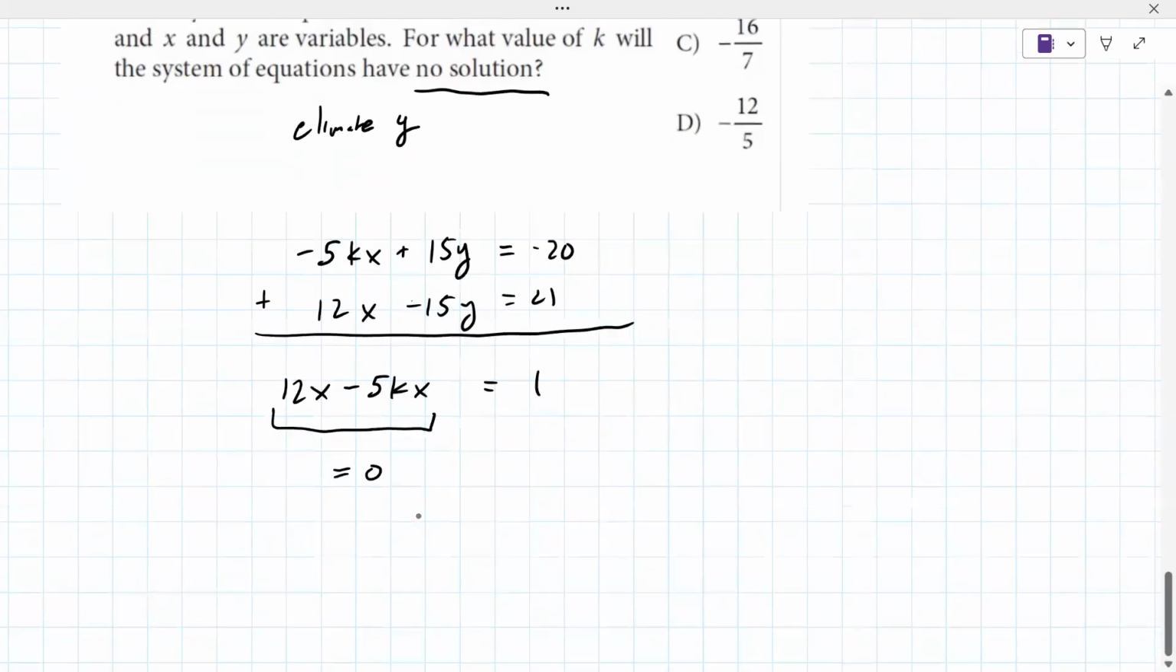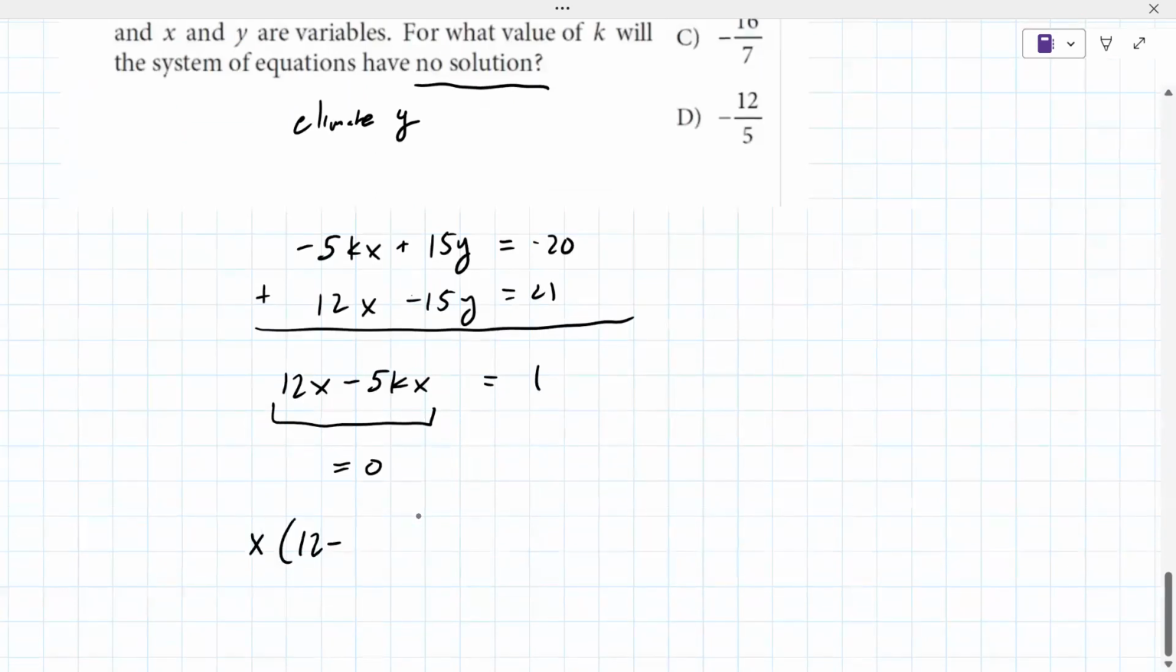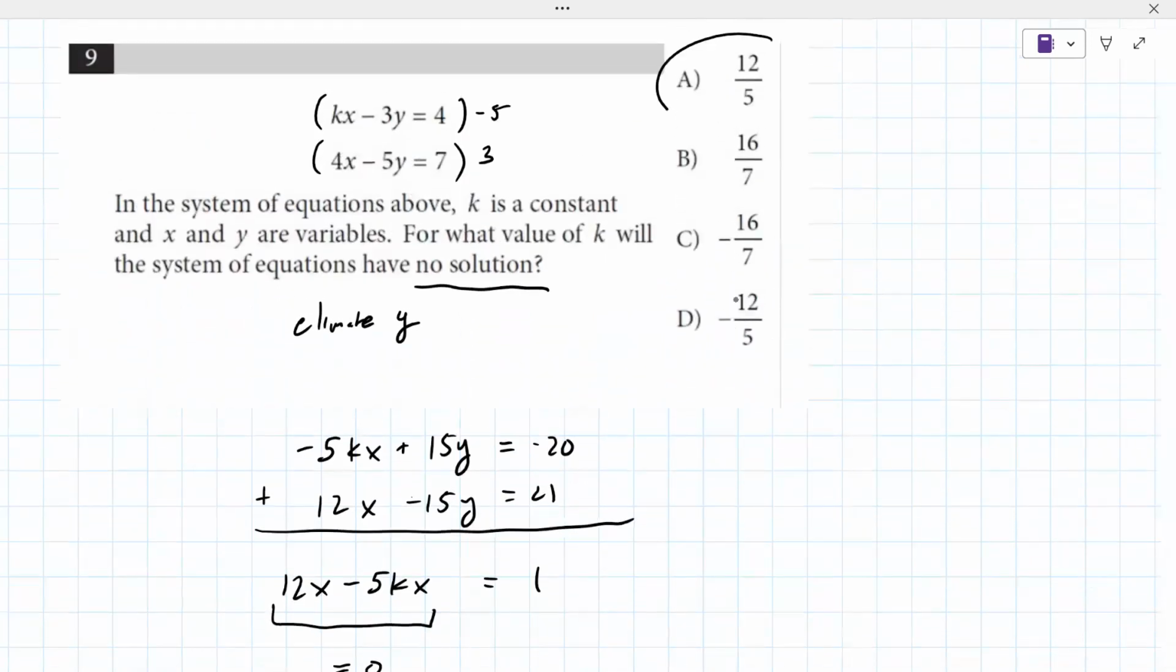Which means that if you factor an x out, 12 minus 5k is the part that has to equal 0. So that means that 12 minus 5k equals 0. K equals 12 divided by 5, which is letter A.